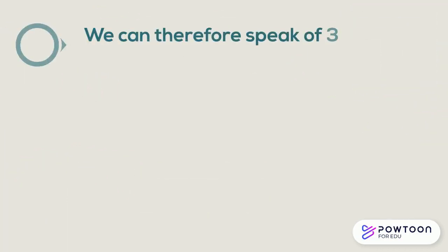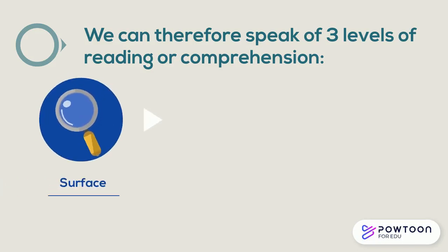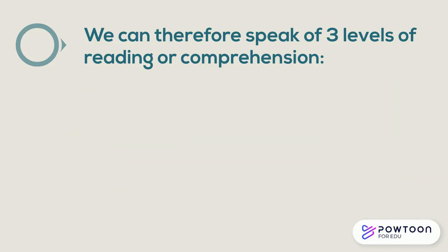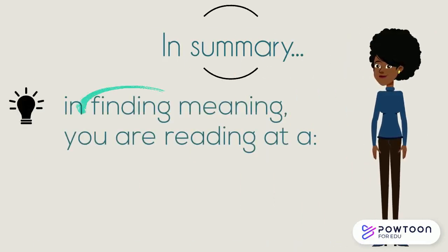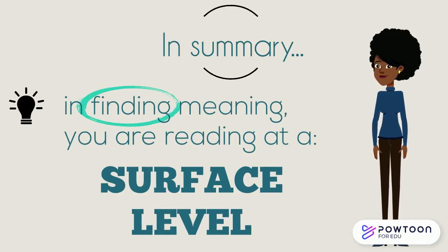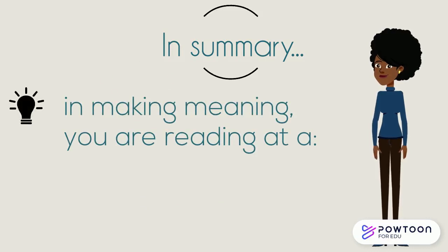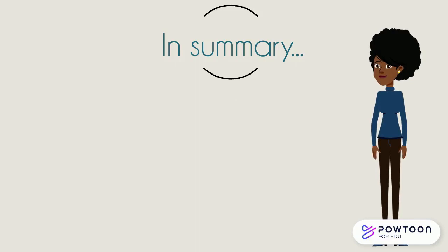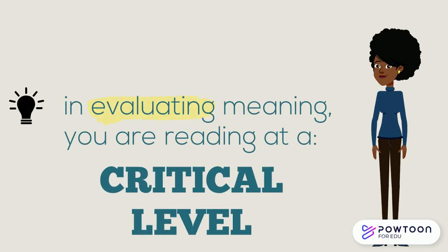Given what we have seen so far, we can therefore speak of 3 levels of reading: a surface level, a deep level, and a critical level. In finding meaning, we are reading at a surface level. In making meaning, we are reading at a deep level. In evaluating meaning, we are reading at a critical level.